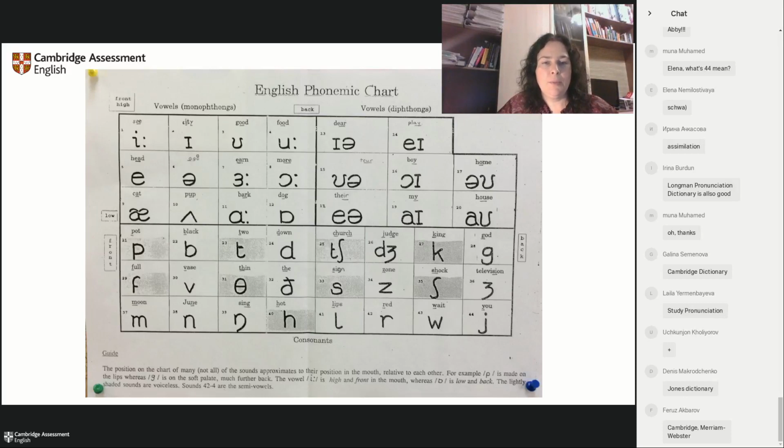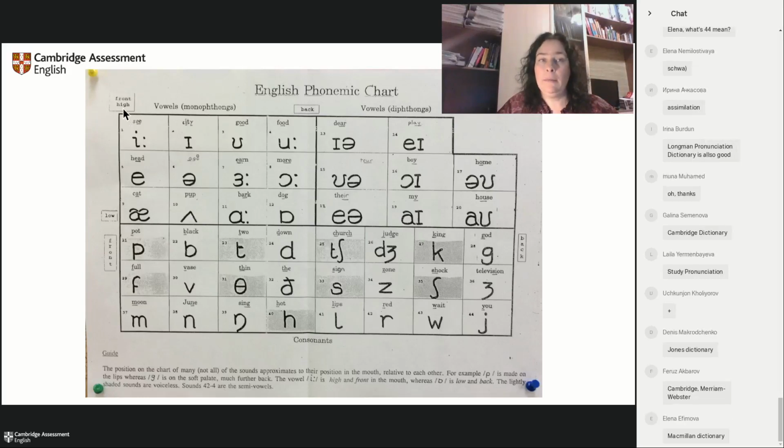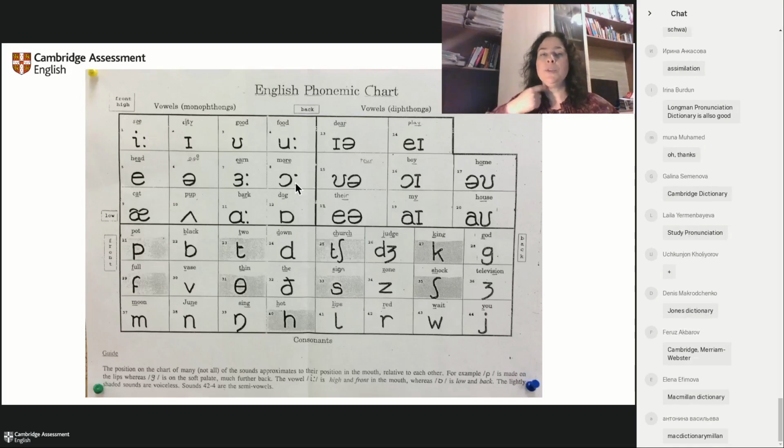I'm not using a pointer, of course. Front, and high, E. Whereas to say something like more, you are using the backside of the mouth.